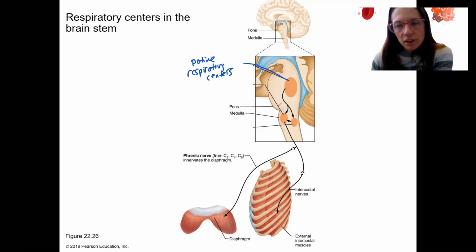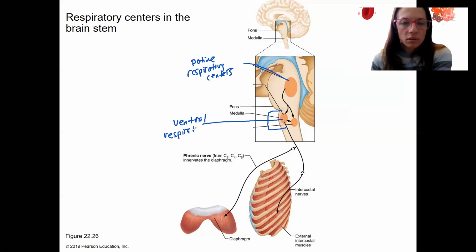And then this down here, all of this is medulla. We've got ventral and dorsal, two different groups. This one in front is ventral. This is the ventral respiratory group. These are just nuclei, collections of cell bodies in the brain that have a certain function that we know about, and the dorsal respiratory group.